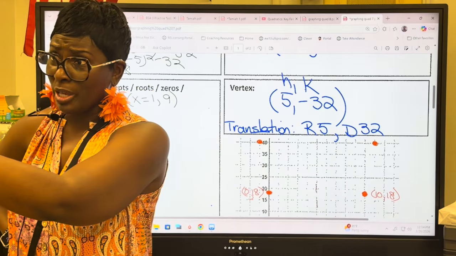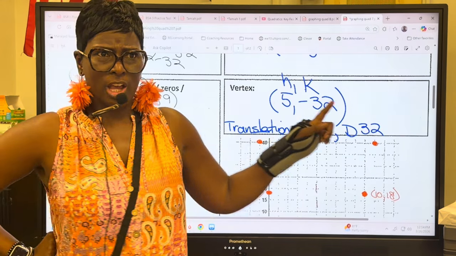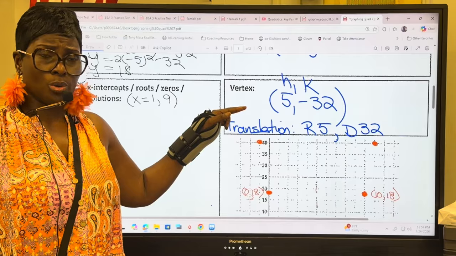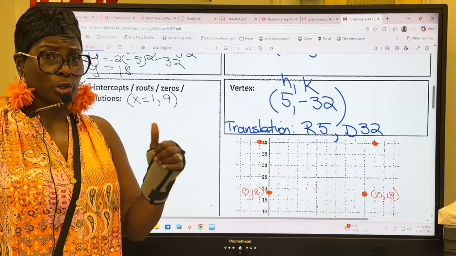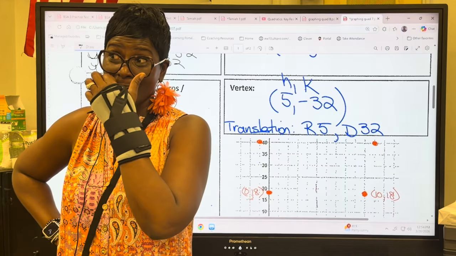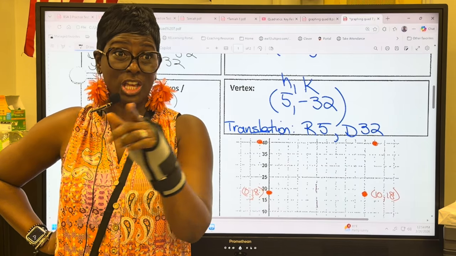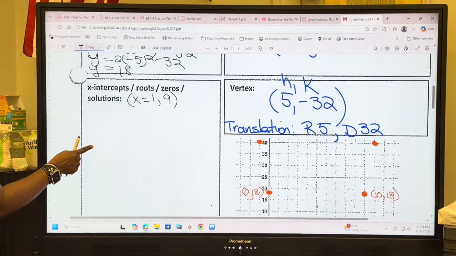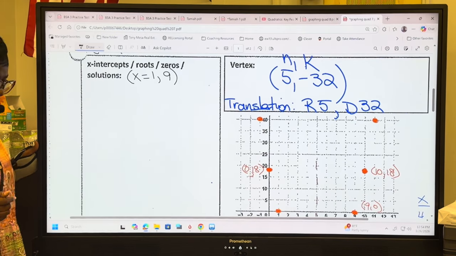You find your A, B, and your what? C. And can you pull A, B, and C from vertex form? No. What form do you pull your A, B, and C from? Standard. So guess what I need to do? I need to convert this over to what? Standard form. So let's do that. We don't got much time, so let's hurry up.